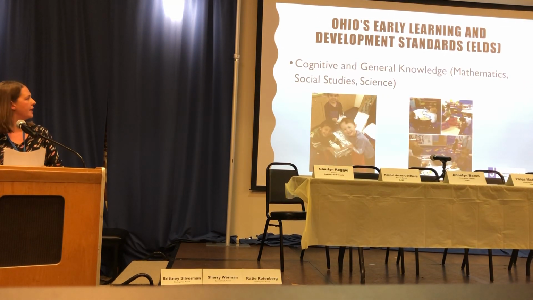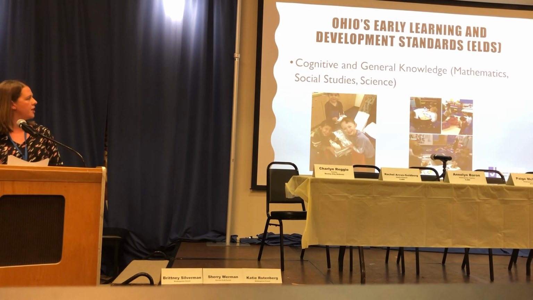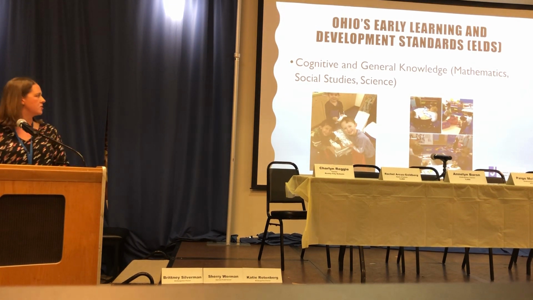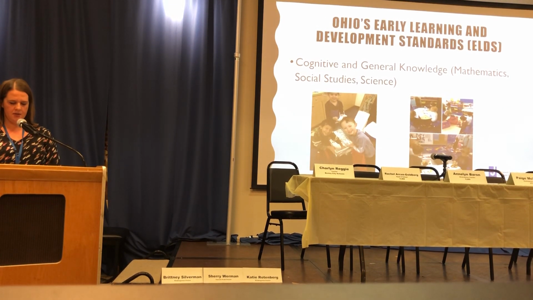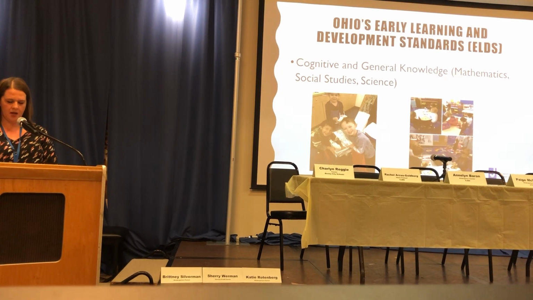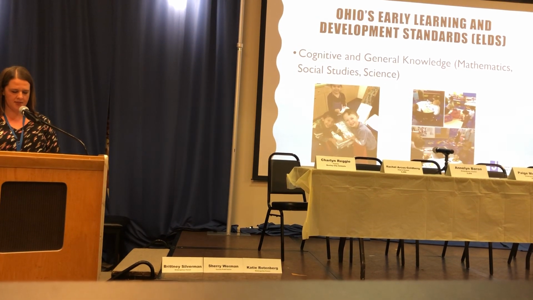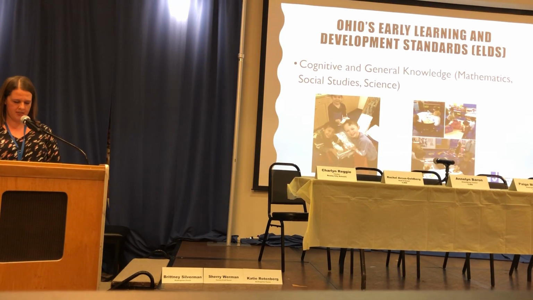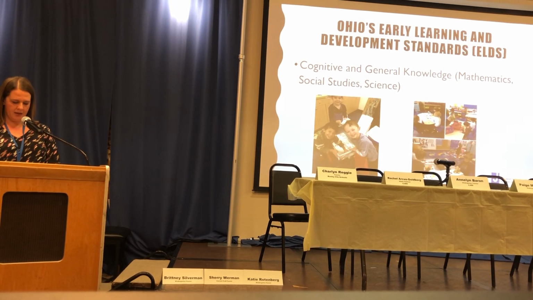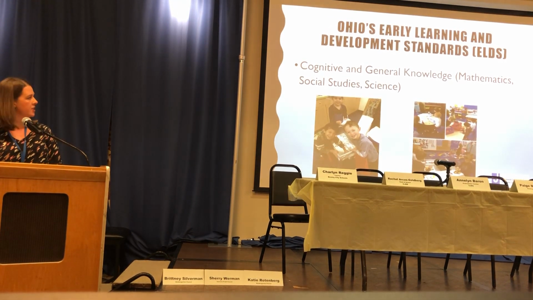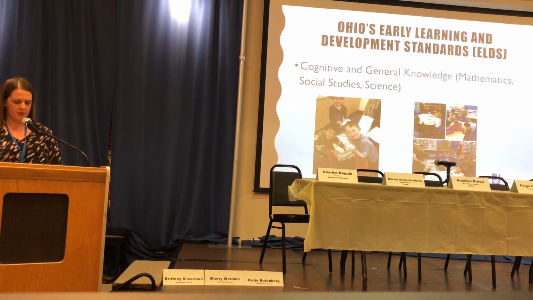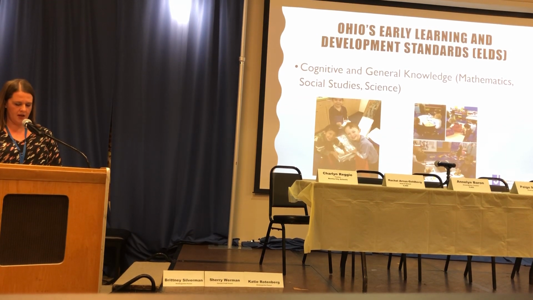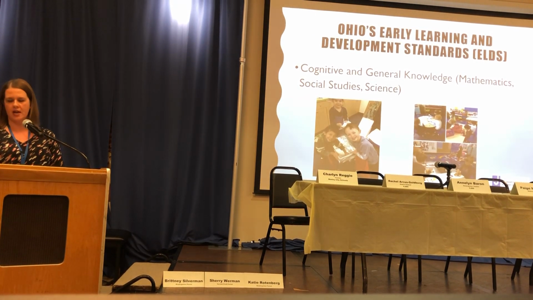The last domain is cognitive and general knowledge, and then there are subdomains of mathematics, social studies, and science. This domain refers to underlying cognitive mechanisms, skills, and processes that support learning and reasoning. In the math subdomain, the children are developing understanding of number, quantity, number relationships, and knowledge of attributes of objects such as size and shape.